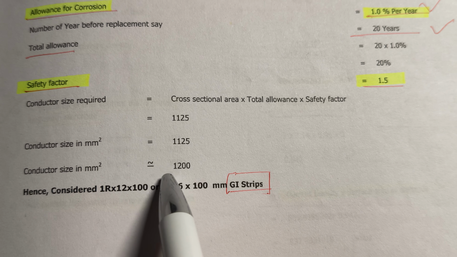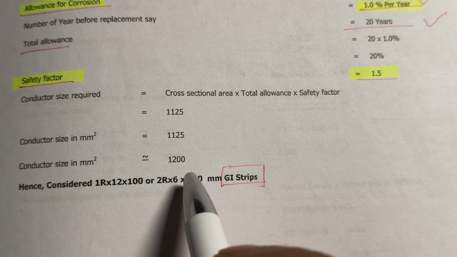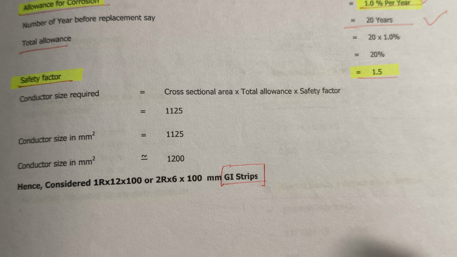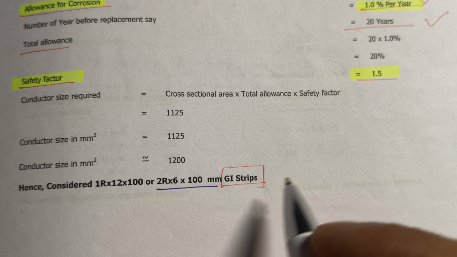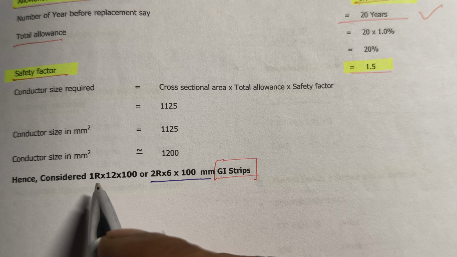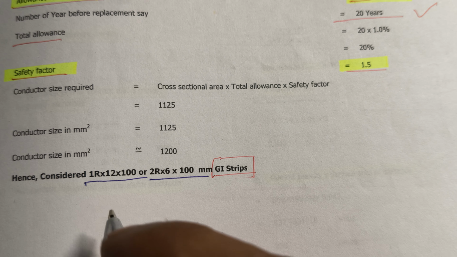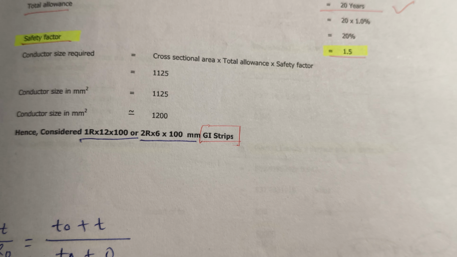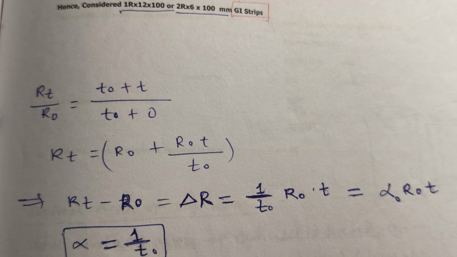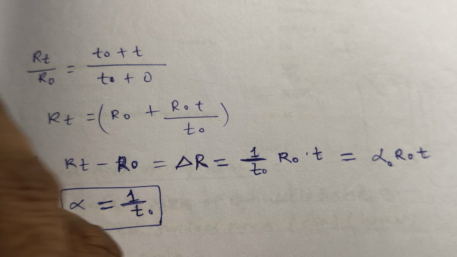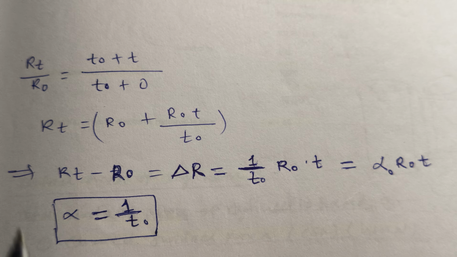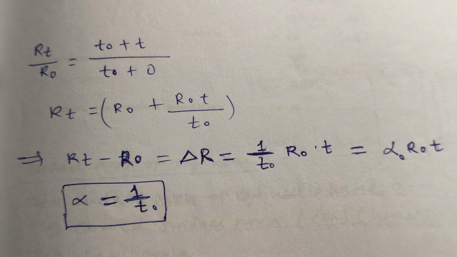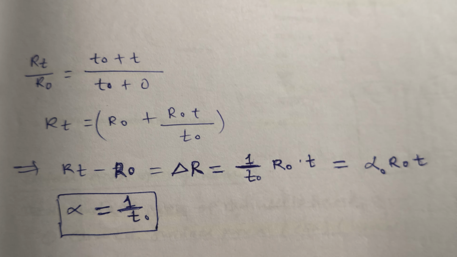So the conductor size considered in total is 1200 mm square, which will be two runs of 6 into 100 mm. Like this, we select 12 mm into 100 mm, so 1200 is selected. This is how the resistance at temperature 2 is calculated. This is the formula we have discussed earlier.